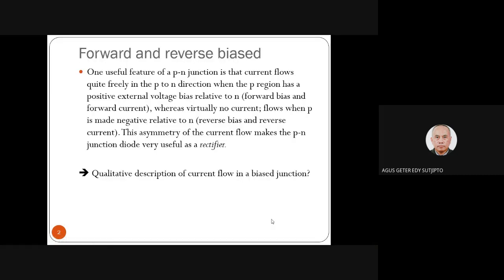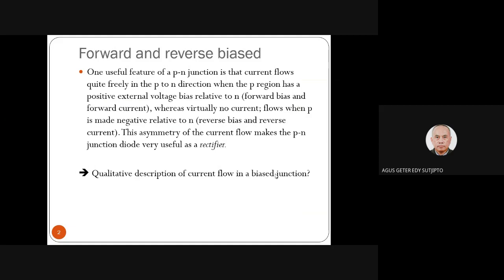One useful feature of a PN junction is that the current flows quite freely in the P to the N direction when the P region has a positive external voltage bias relative to N, forward bias and forward current, whereas virtually no current flows when the P is made negative relative to N, reverse bias and reverse current. This asymmetry of the current flow makes the PN junction diode very useful as a rectifier.